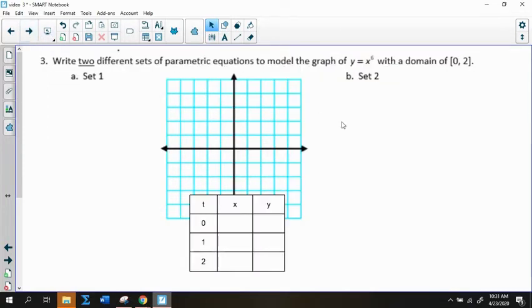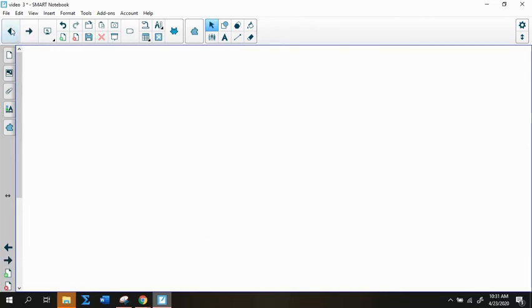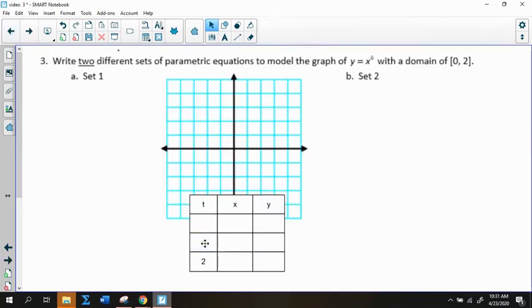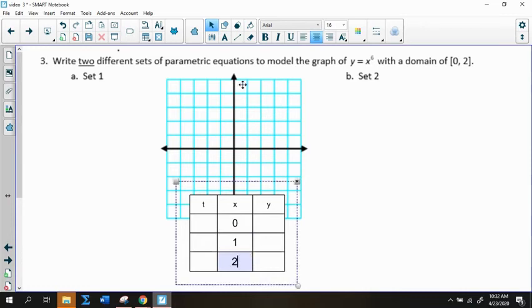All right, now I have this problem where I want you to do this 2 different ways, so you can decide which one works best for you. But we have a domain, that's my x values, not my t values. My domain is from 0 to 2. Okay, so there's my domain filled in.